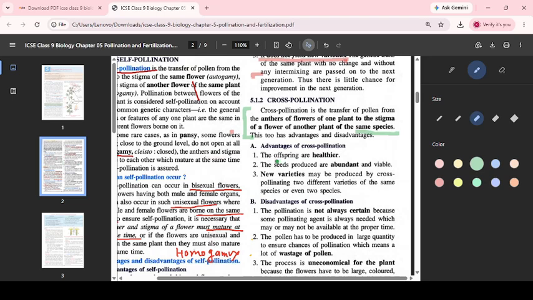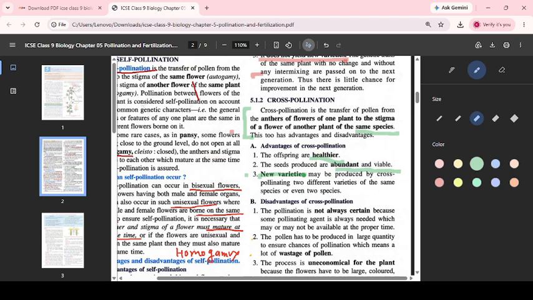First, the offspring are healthier because a new variety can be developed. Second, the seeds produced are abundant and viable because new combinations are there. It will help them survive in terms of evolution, so they will be more viable. And the best point is that new varieties can be created. This we have to prepare. Weaker characters can also be eliminated. As I told you, the disadvantages of self-pollination become the advantages of cross-pollination.